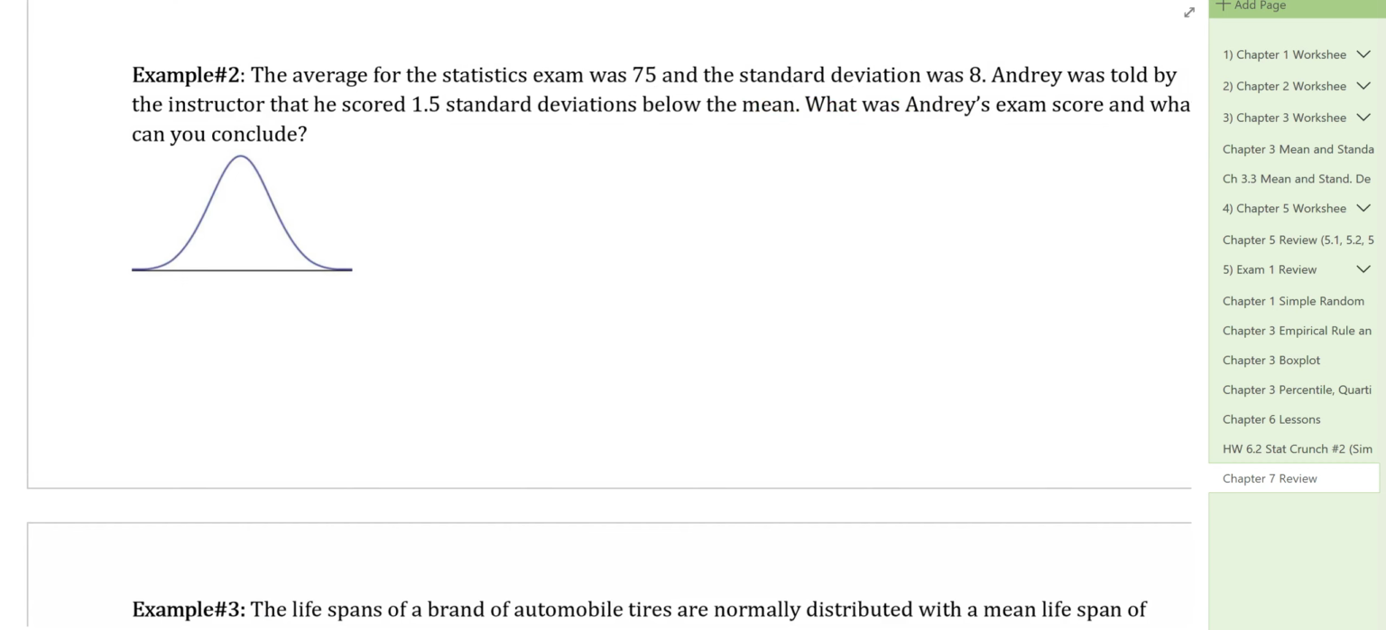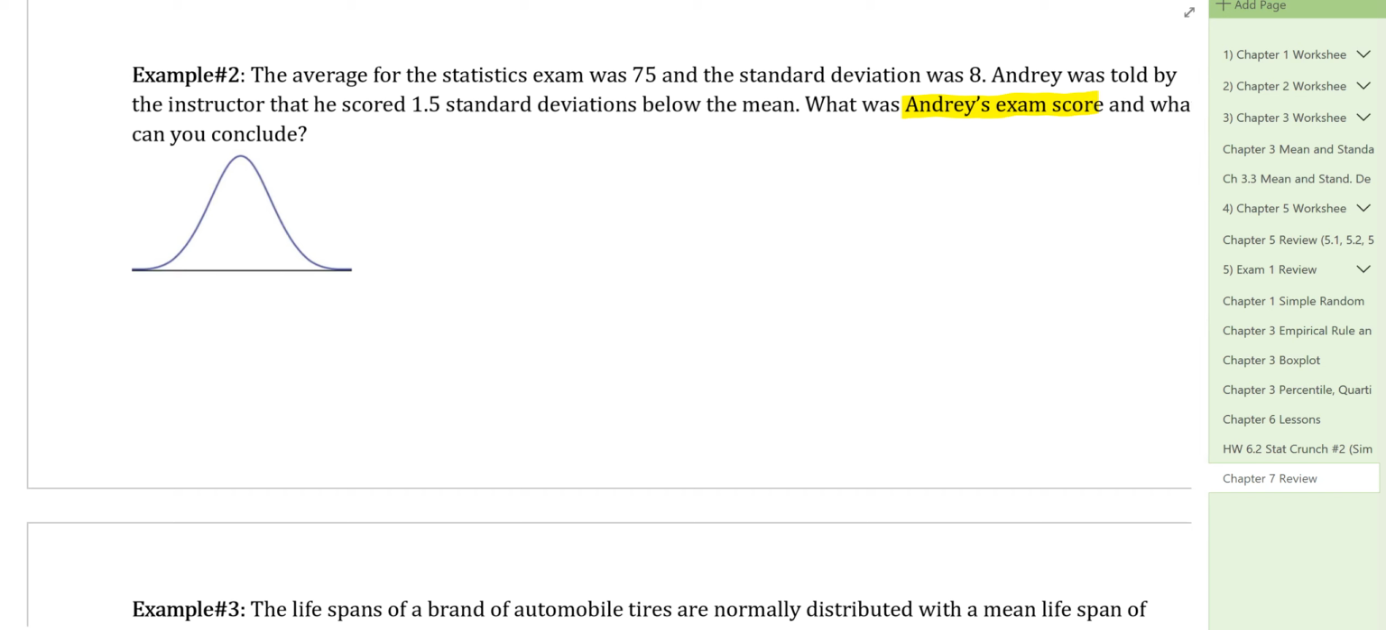Let's do one more example. Example 2. The average for the statistics exam was 75 and the standard deviation was 8. Andrew was told by the instructor that he scored 1.5 standard deviations below the mean. What was Andrew's exam score? Here we want to find the actual score for Andrew. We know the mean and standard deviation, and we also know the z-score for Andrew's score. So let's write down the information.